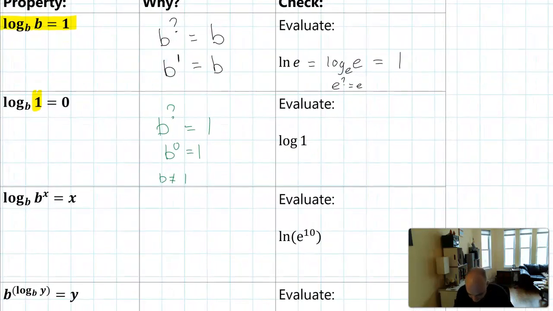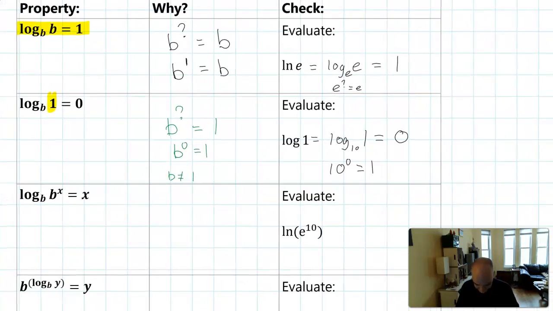That's actually what I wrote here. Log of 1, it doesn't matter what the base is, but remember that log is log base 10, so log base 10 of 1 always equals 0, because 10 to the 0 is equal to 1. Cool property. Okay, the next properties are paired.